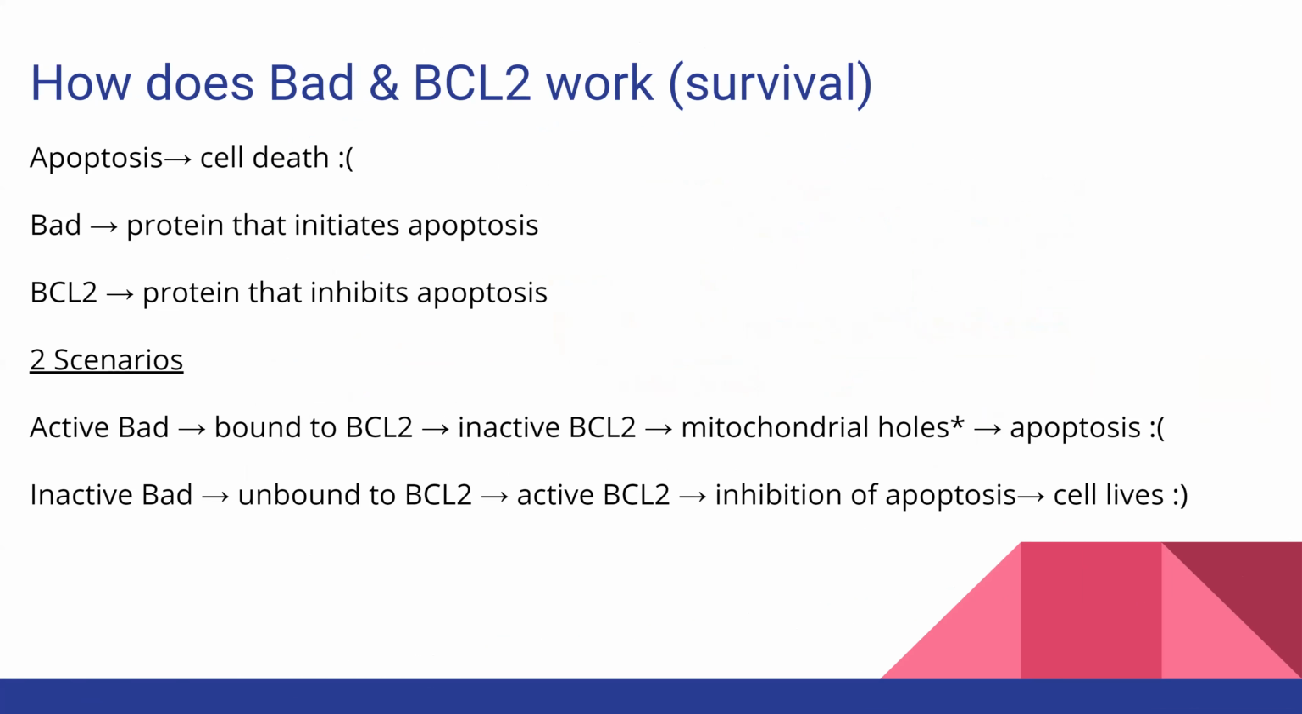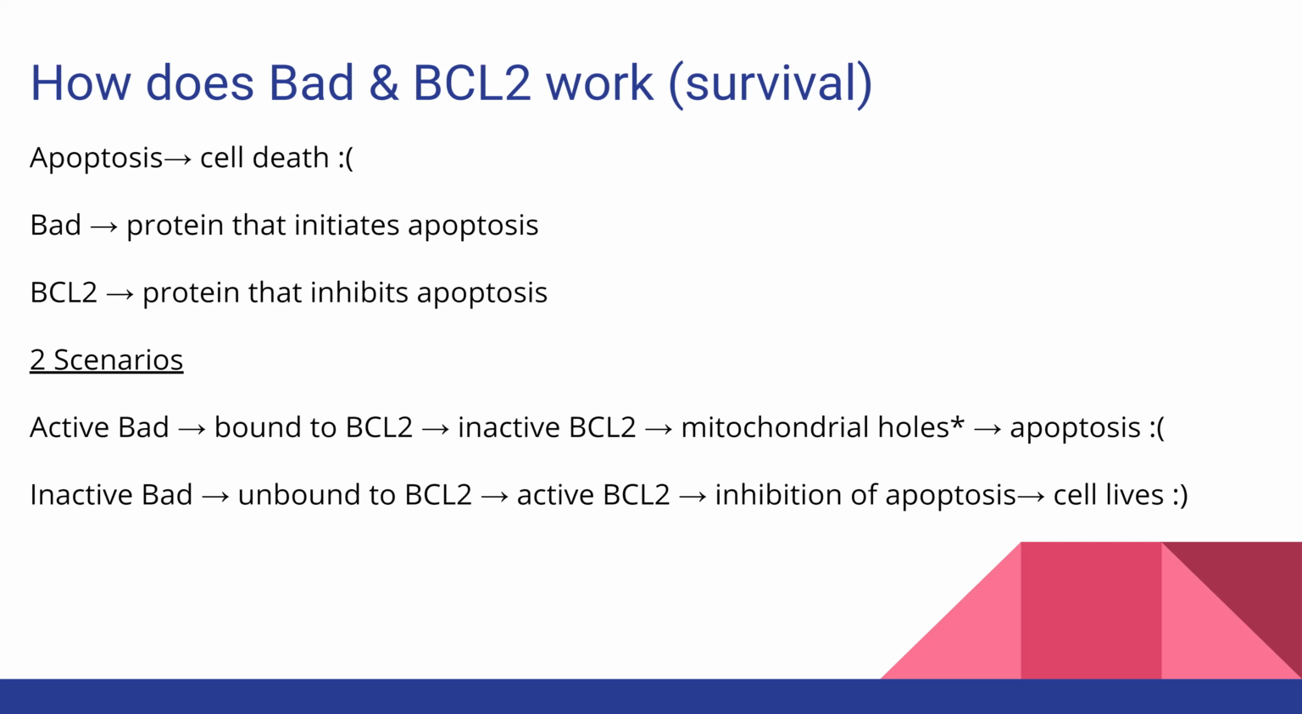Okay, so I'm just going to explain a bit how BAD and BCL2 work. And so we have apoptosis, which is cell death. And death is the cell's default setting. So that's why when you hear us say programmed cell death, that's what the cell is programmed to do. And so BAD is a protein that initiates apoptosis, and then BCL2 is a protein that inhibits apoptosis, meaning that it will save the cell.